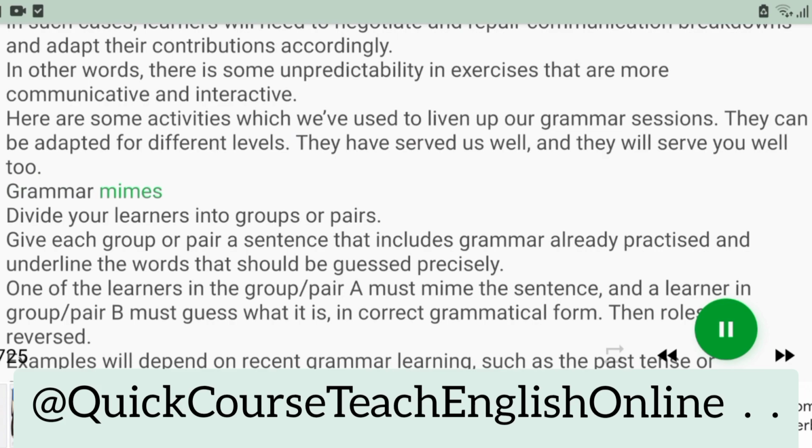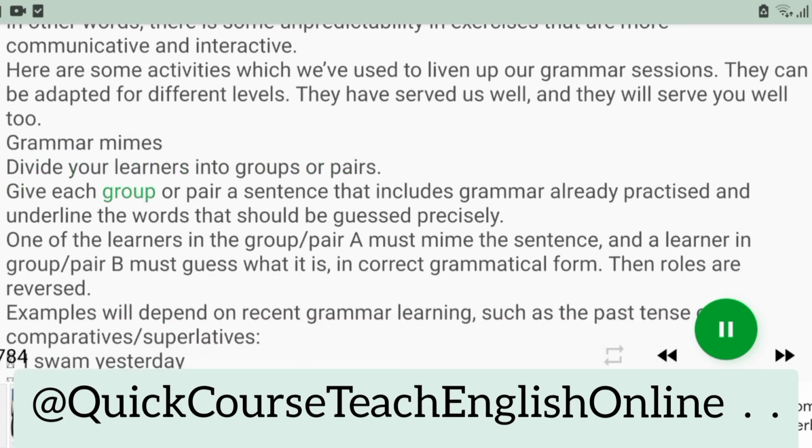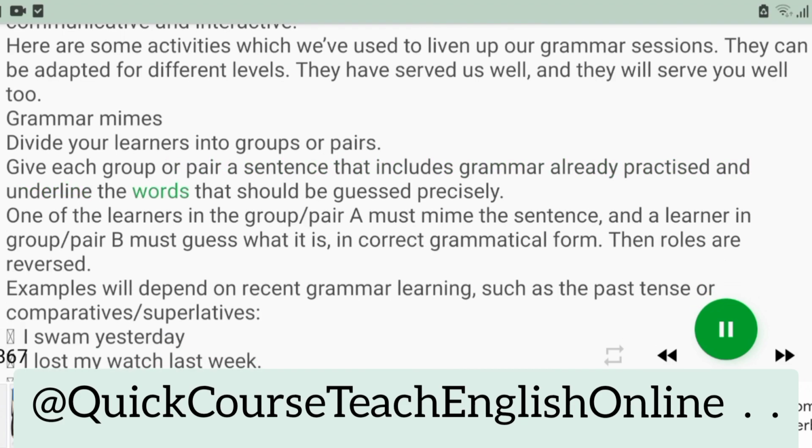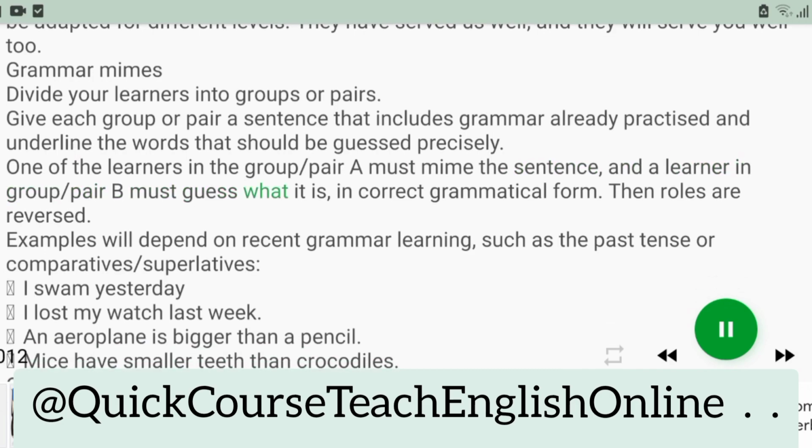Grammar mimes. Divide your learners into groups or pairs. Give each group or pair a sentence that includes grammar already practiced and underline the words that should be guessed precisely. One of the learners in group or pair A must mime the sentence, and a learner in group or pair B must guess what it is, in correct grammatical form.